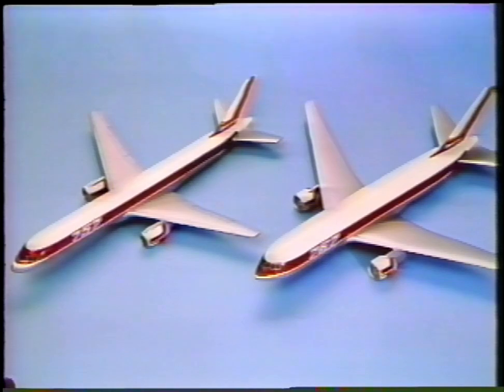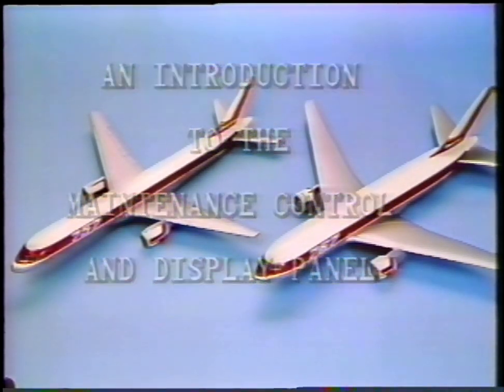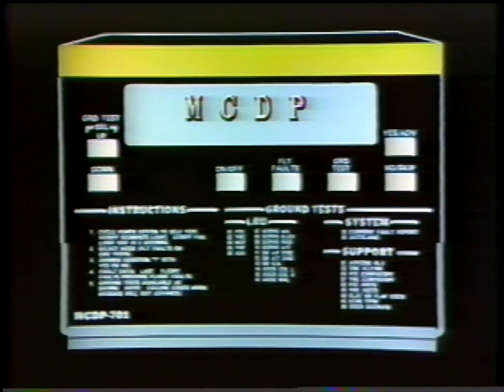This program is an introduction to the Maintenance Control and Display Panel, or MCDP, which is being introduced on the 767 and 757 Boeing jetliners. The MCDP is an onboard computer which helps maintenance personnel to identify and isolate faults, as well as verify corrective action during short stopovers and schedule checks.